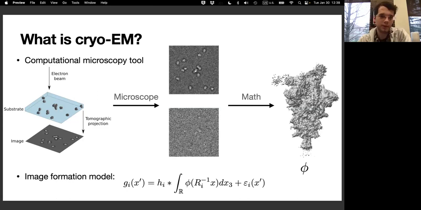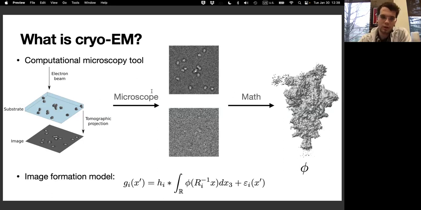So what is it? It's a computational microscopy tool that biologists use when they need to image molecules like this. So this is a particularly nasty molecule, it's COVID. And when biologists want to design drugs and vaccines, they actually have to get a 3D model of this molecule so they can look at it and see what they have to do to get rid of it. And you can do that with cryo-EM.